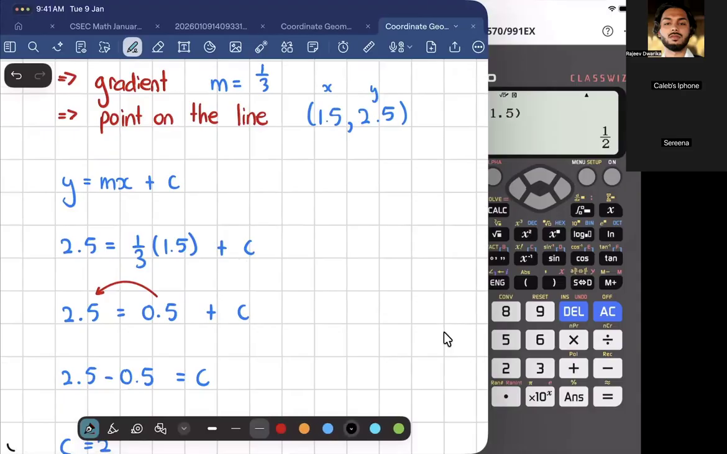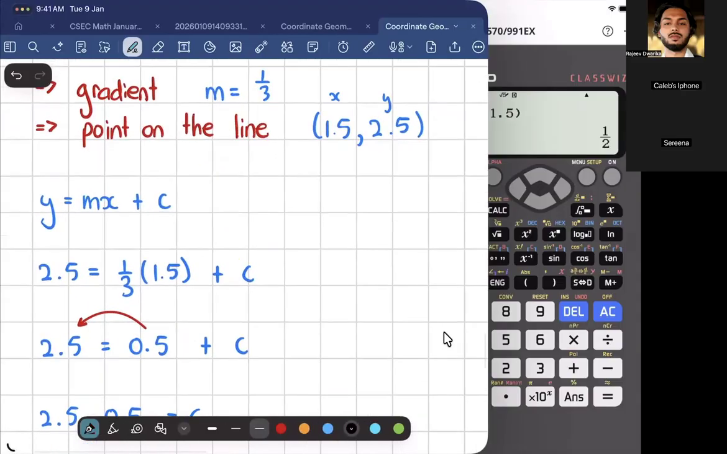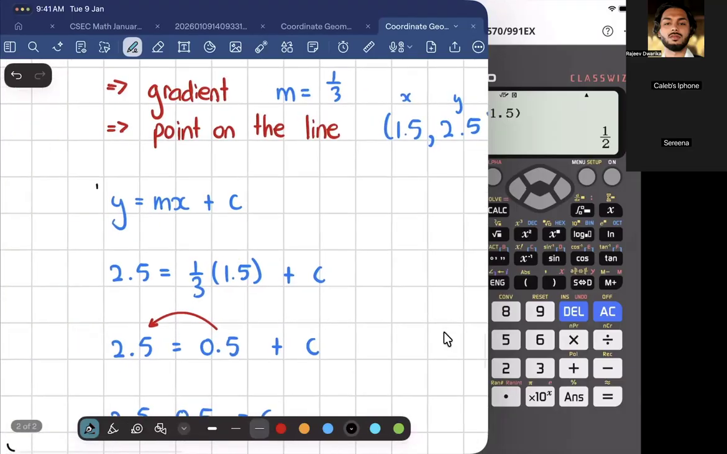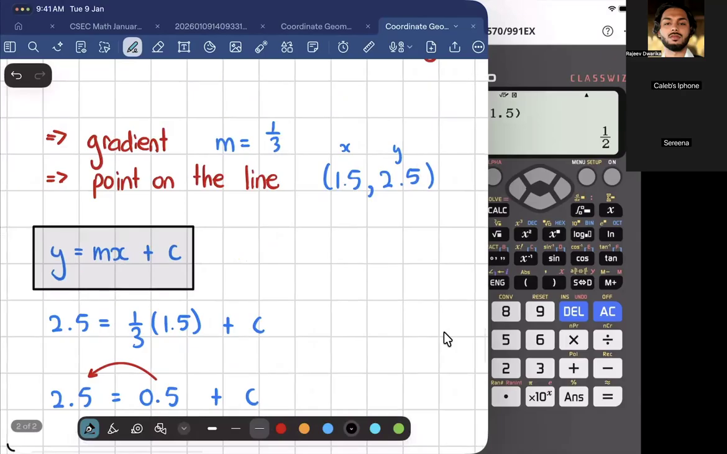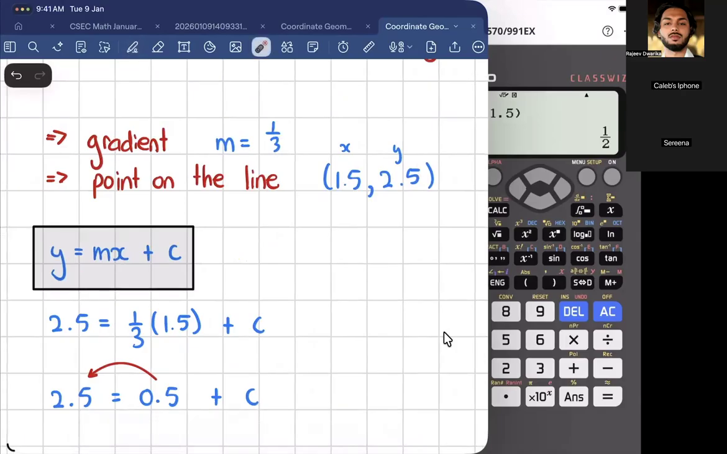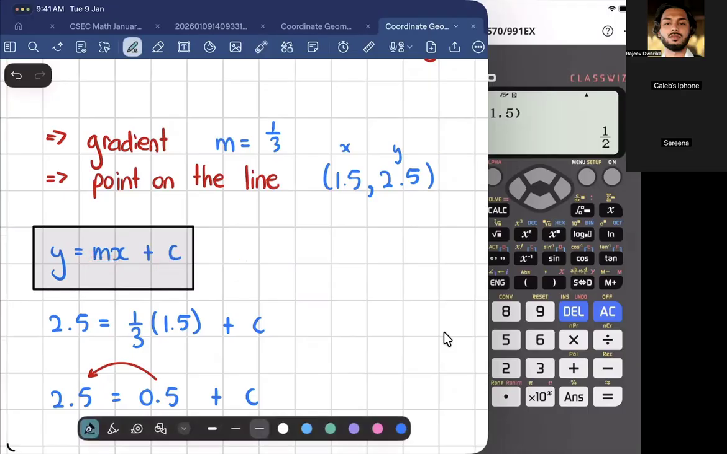So you see this form over here? I don't know if they tell you the form in school. Serena, let me show you how you can figure this out. Isn't m the gradient? Yes. M is the gradient. And another word for gradient is slope, right? Slope. And c is the what? Y-intercept. Y-intercept, right? So this form is actually called the slope-intercept form.